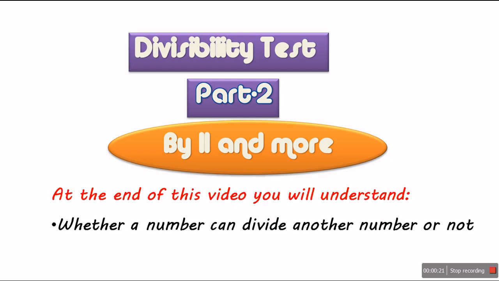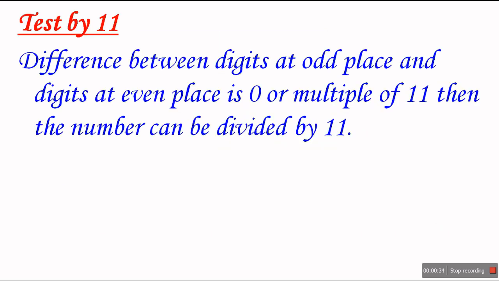So at the end of the video, you will be able to understand whether a number is divisible by 11 or more without doing actual division. So let us start with 11. If the difference between the digits at odd places and the digits at even places is either 0 or a multiple of 11, then the number can be divided by 11.